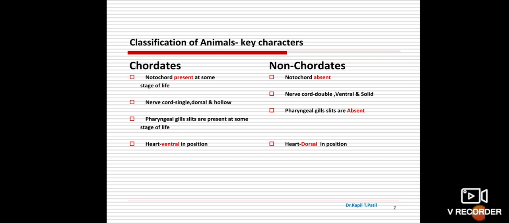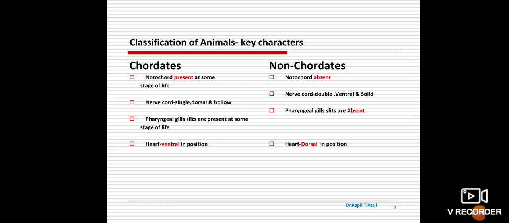See the third key point. Pharyngeal gill slits are present at some stage of life. In a chordate, pharyngeal gill slits are always present at some stage in their life. But in a non-chordate, pharyngeal gill slits are absent. The pharyngeal gill slit is also known as a branchial or pharyngeal cleft. Then the next and last point, point number 4.